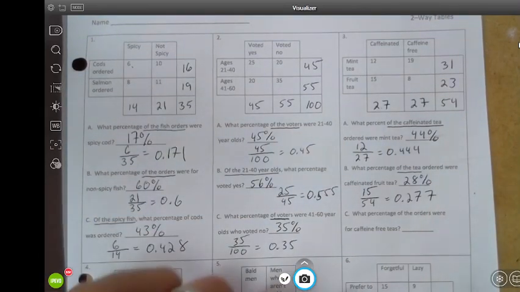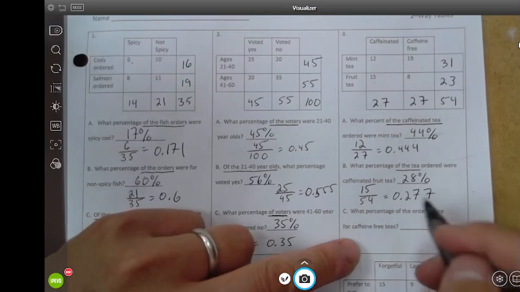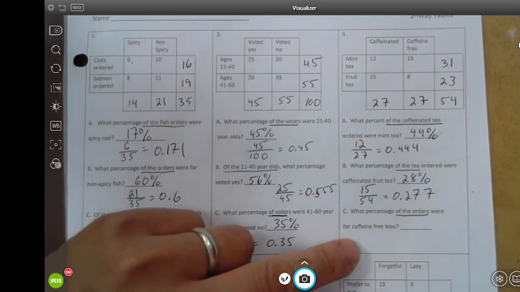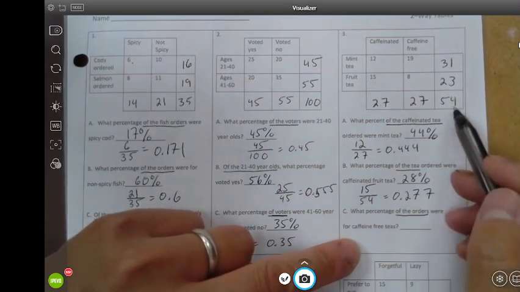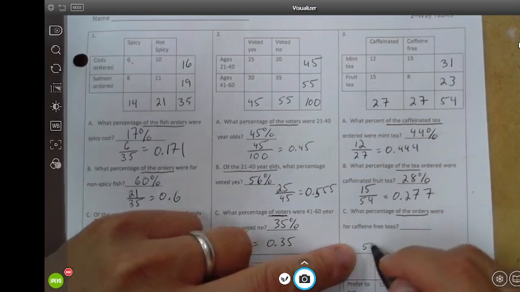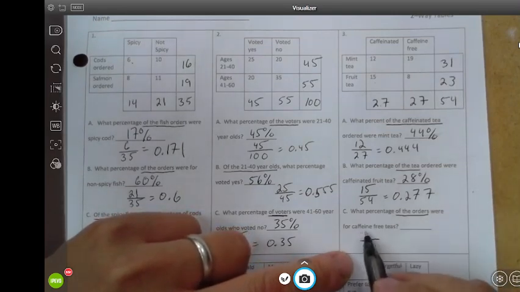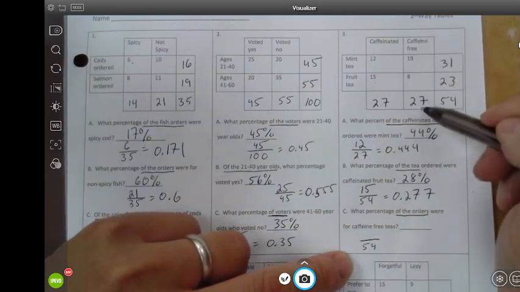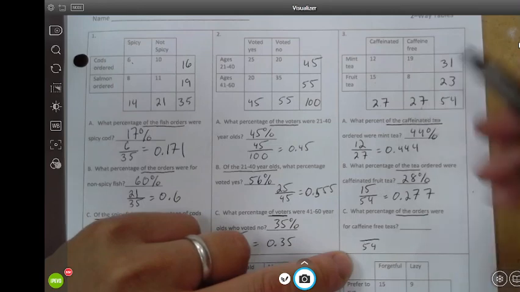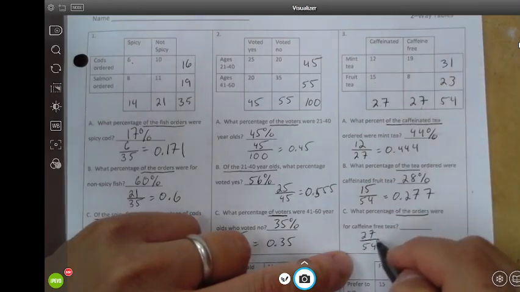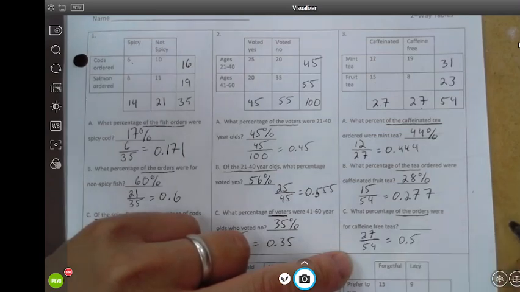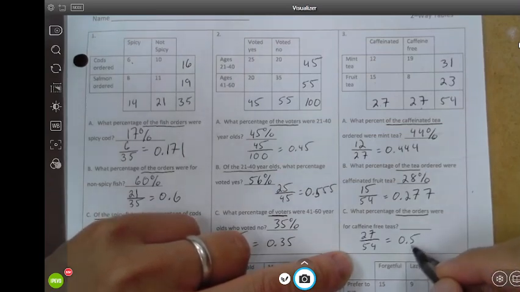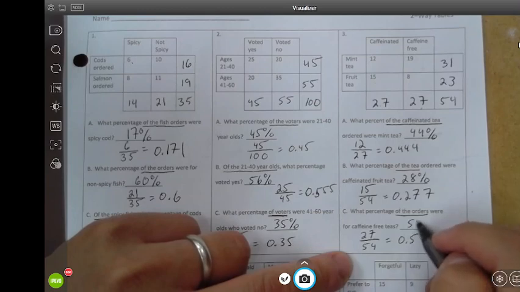Last one, what percentage of orders? All right, so of orders, of all the orders, 54, right? So 54 is our denominator. Were caffeine-free teas. All right, so we want caffeine-free here. There are 27 caffeine-free teas, right? So 27 divided by 54, that's going to give you 0.5. Okay, hope you know 0.5, that's a half. A half is 50%.